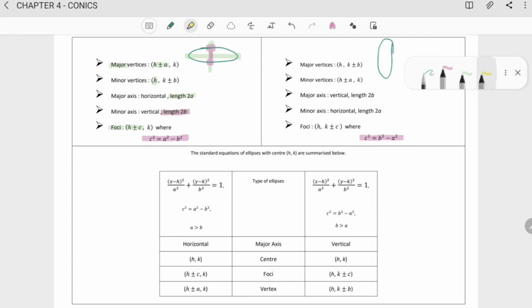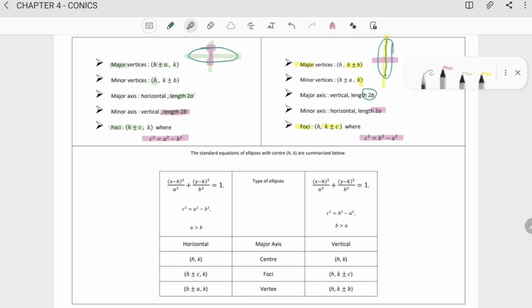For the vertical, the major axis differs in Y coordinate with the foci, and the minor axis has the same Y coordinate. The length from here to here is 2B, and from here to here is 2A.